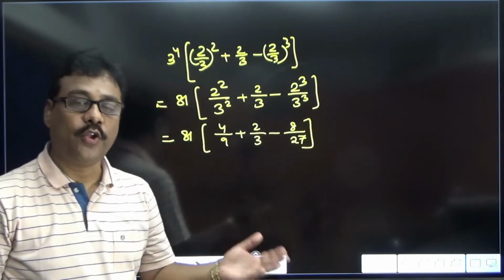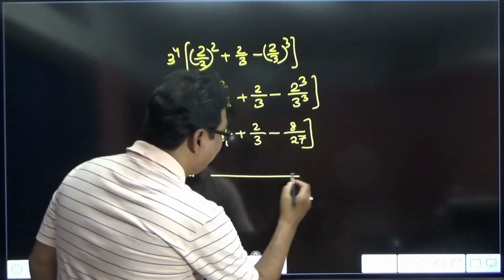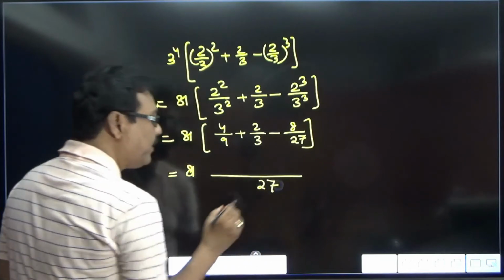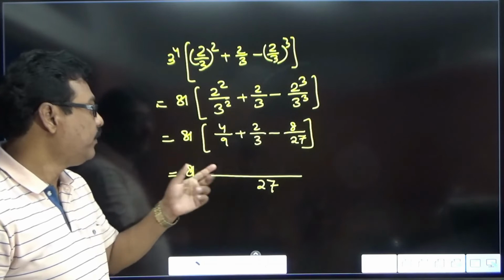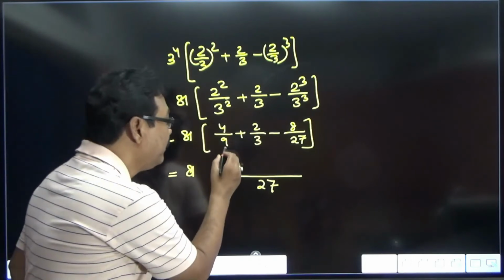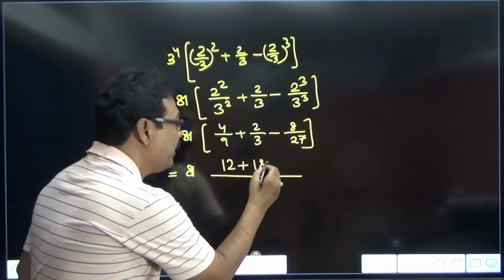Got it? This is the other way we can solve it. Now what will we do? I can take the LCM. The LCM is 27 here. Okay, now what to write here? This is 27. 3 into 4 is 12 here, plus 9 into 2 is 18, minus 8.